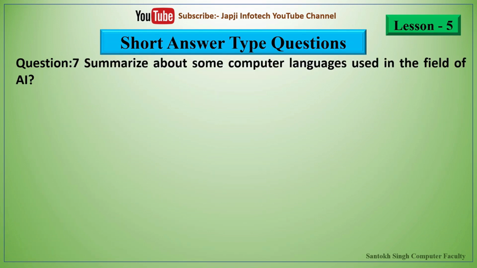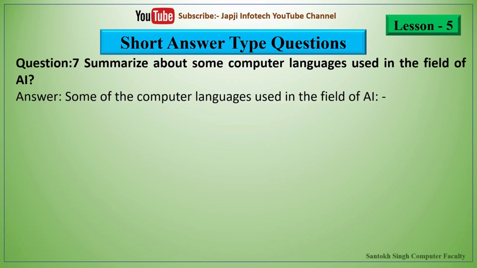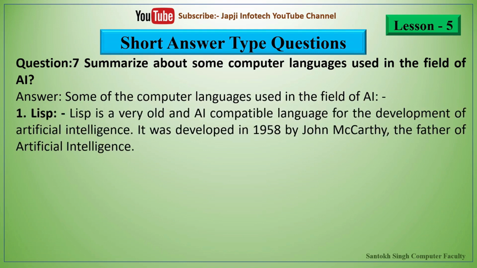The seventh question is, summarize some computer languages used in the field of artificial intelligence. The first one is Lisp. Lisp is a very old and artificial intelligence compatible language for the development of artificial intelligence. It was developed in 1958 by John McCarthy, the father of artificial intelligence.